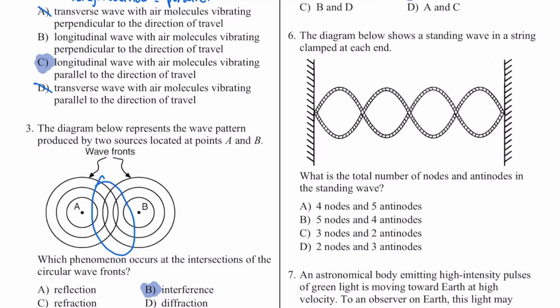What is the total number of nodes and antinodes in the standing wave? So let's count out nodes and antinodes. Remember that nodes are zero displacement and antinodes are max displacement. So node, node, node, node, antinode, antinode, antinode, antinode. So there are going to be 4 antinodes and 5 nodes. So that is going to be answer choice B. And remember, there's always going to be one more node than there is antinodes.